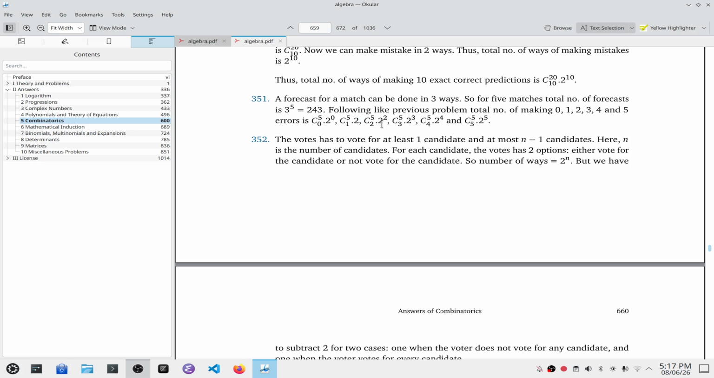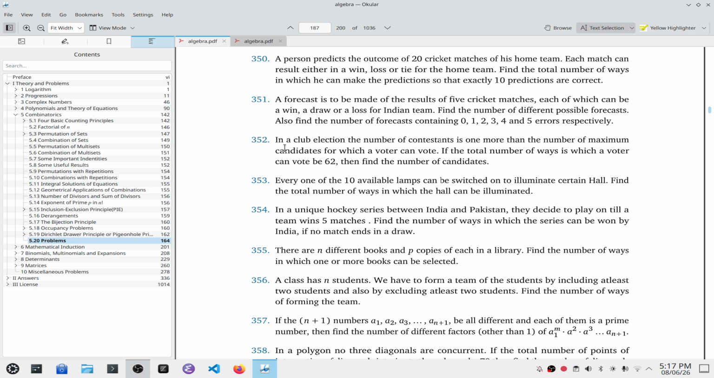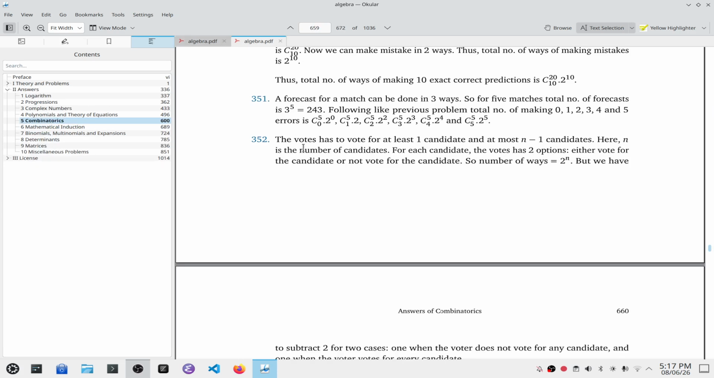Question 352 says that in a club election, the number of contestants is one more than the number of maximum candidates for which a voter can vote. If the total number of ways in which a voter can vote is 62, then find the number of candidates.